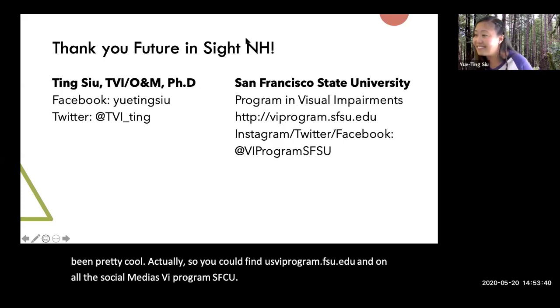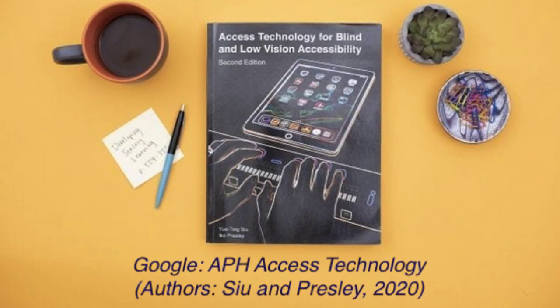Tell us the name of your book. Oh, yeah. Oh, my gosh. I should have probably included that. It's called Access Technology for Blind and Low Vision Accessibility. And it's available from APH, the American Printing House for the Blind.